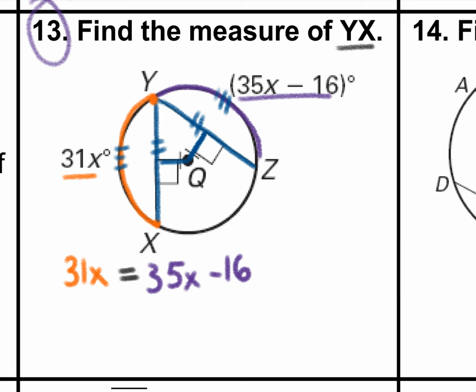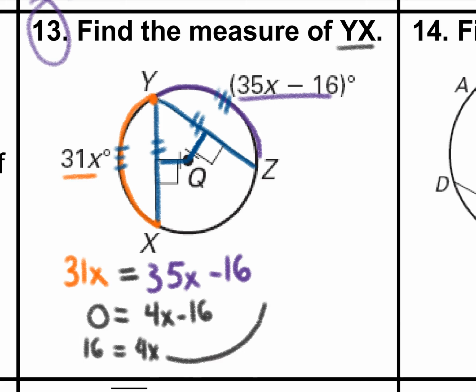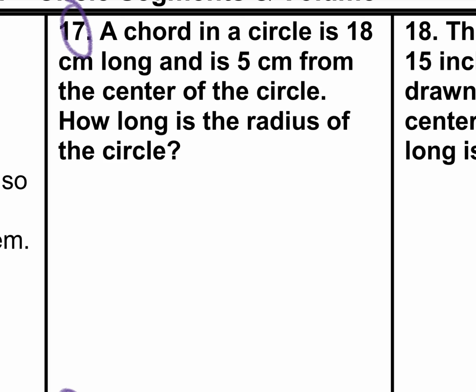What I would do is subtract the 31x from both sides, and you get 0 is equal to 4x minus 16. Add the 16, get 4x equals 16. And then divide by 4, and you will get x is equal to 4 as your final answer. And that's it. So the next problem we're going to look at is problem 17 from the review.